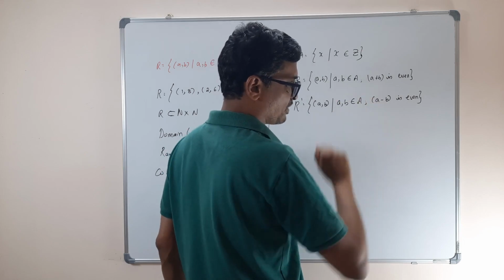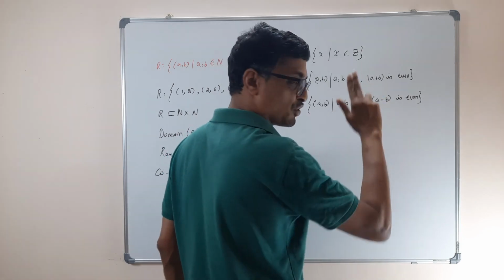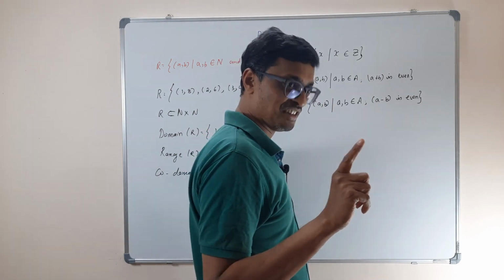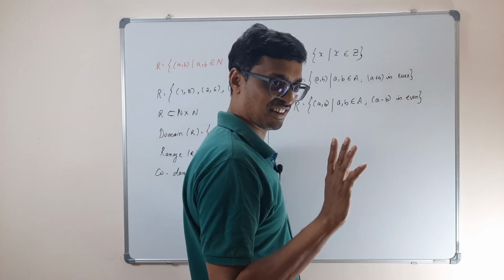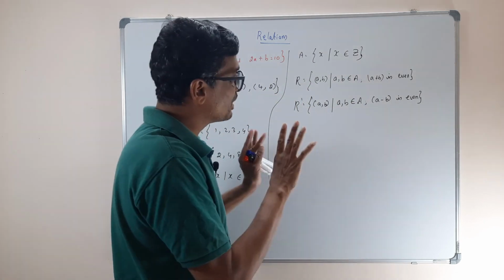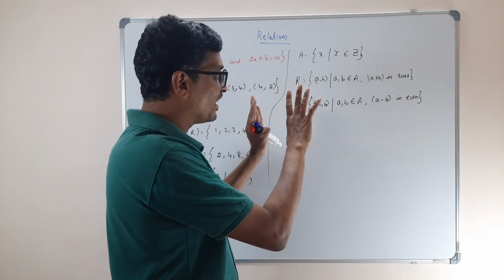Same way, A minus B. If A minus B has to be even, either both of them have to be odd or both of them have to be even. Correct? So basically these two relations are nothing but the same relation.